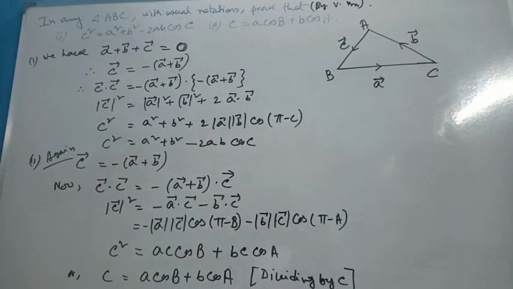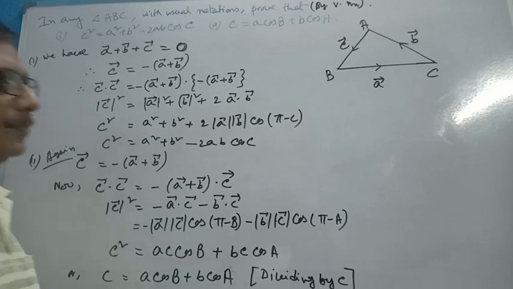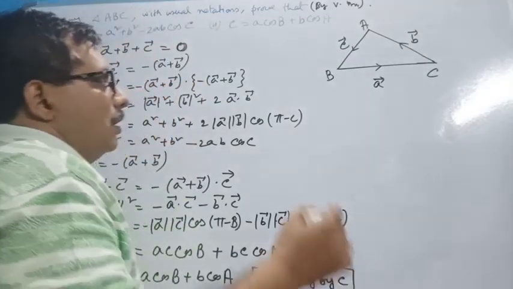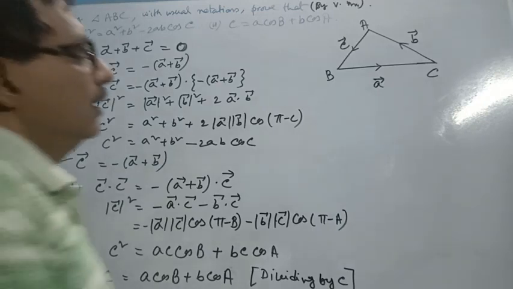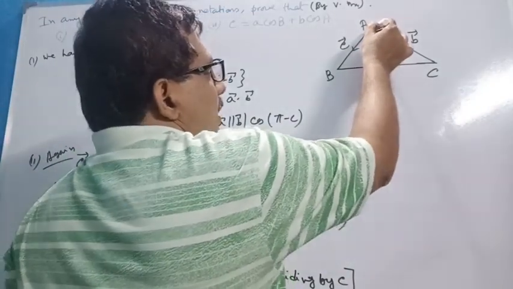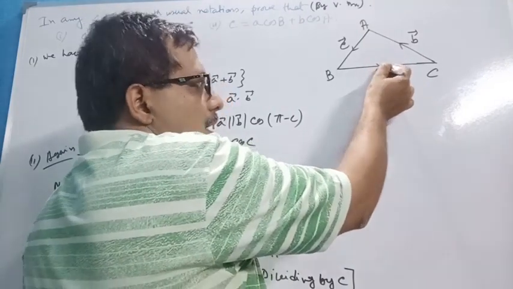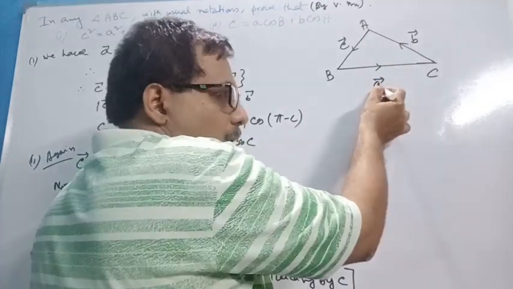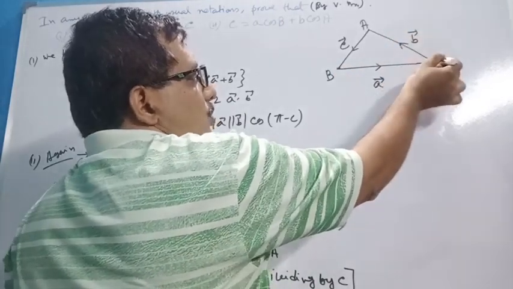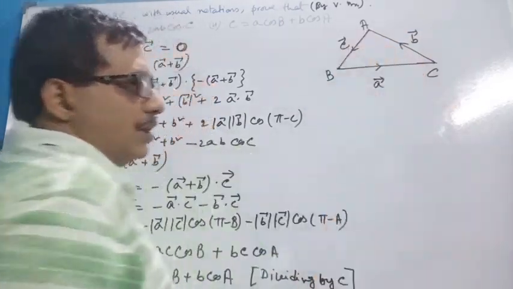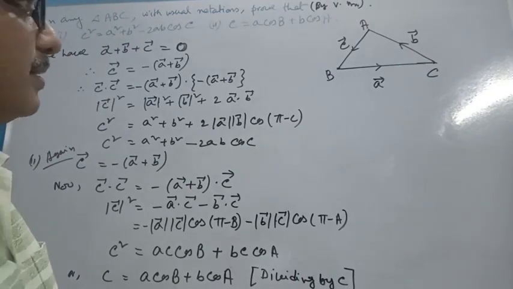Now we draw a triangle ABC taken in order. Obviously, usual notation: the side opposite to the angle A is known as small a, opposite to the angle B is known as small b, and opposite to the angle C is known as small c. This is ABC. Usual notation means that.